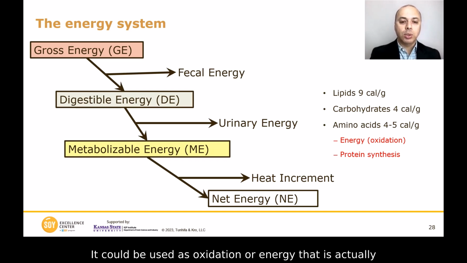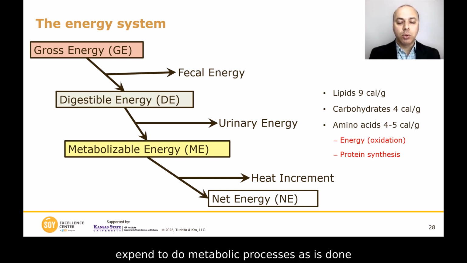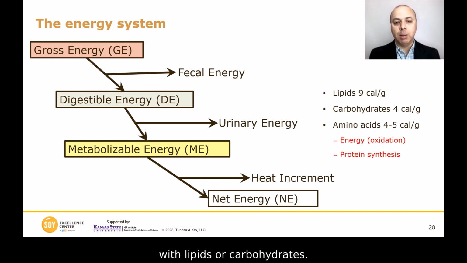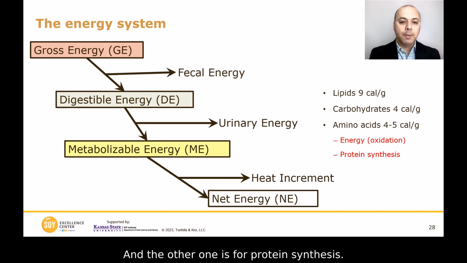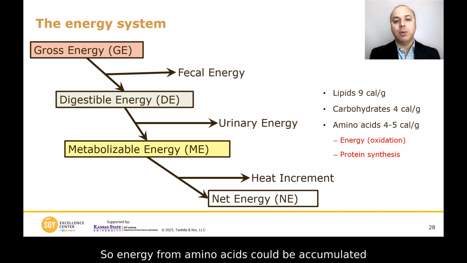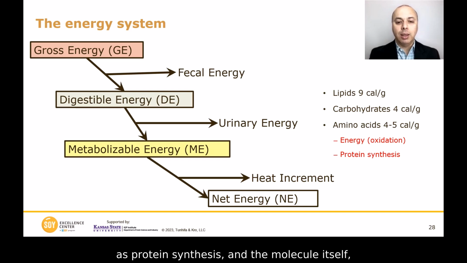Now, amino acids are very interesting molecules because their energy could be used in one of two forms. It could be used as oxidation, or energy that is actually expended to do metabolic processes, as is done with lipids or carbohydrates. And the other one is for protein synthesis.